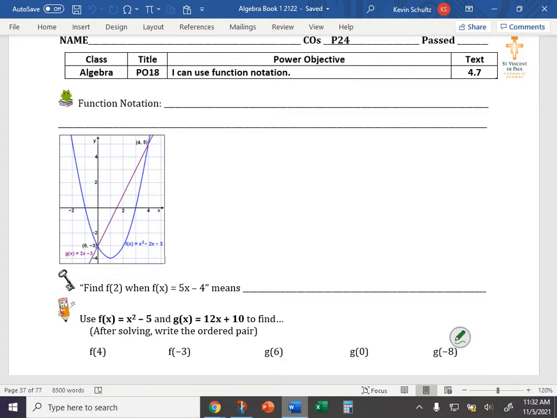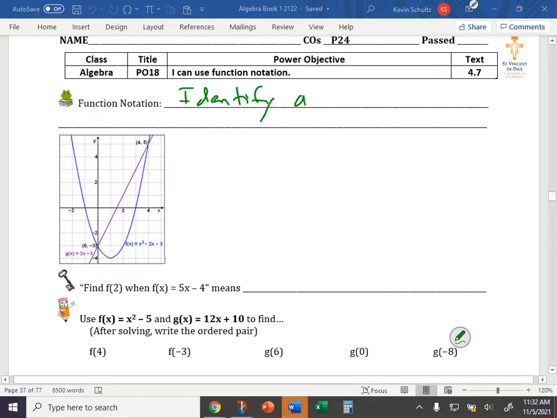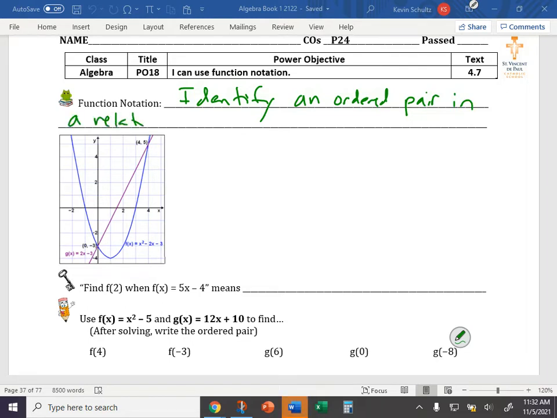And function notation is basically a way to identify an ordered pair in a relation. And remember that a relation is a table, it's a graph, it's an equation, it's any collection of ordered pairs. So to identify an ordered pair in a relation that we know is a function. Okay? Identify an ordered pair in a relation that we know is a function.